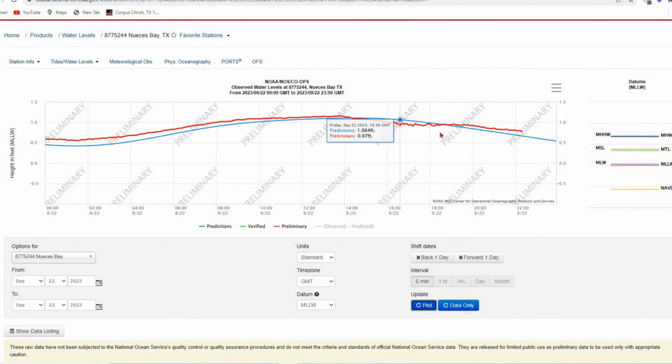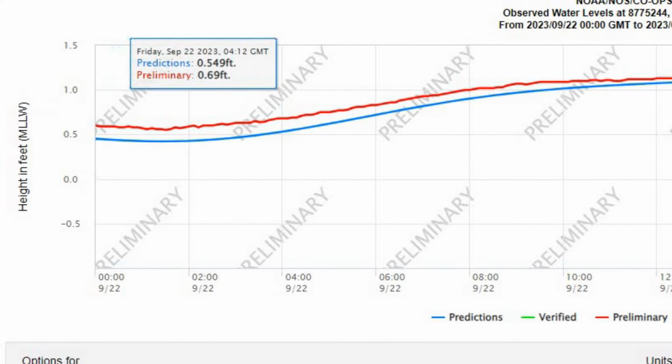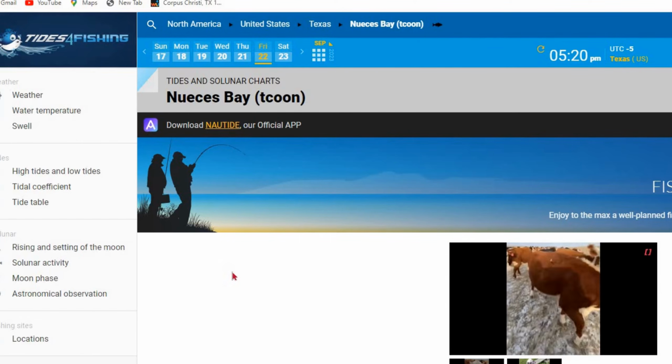Pretty dang close to what actually happened. That red line is not much over. But, you know, 0.43 compared to what actually happened of 0.6 feet. That's a few inches of difference, 2 or 3 inches difference. And then we'll check out Tides for Fishing.